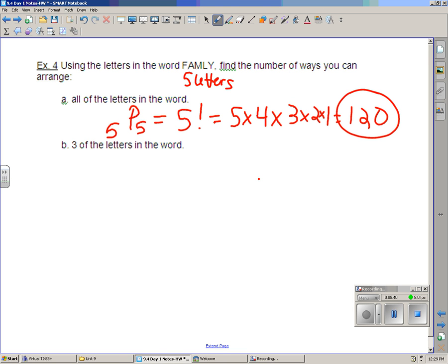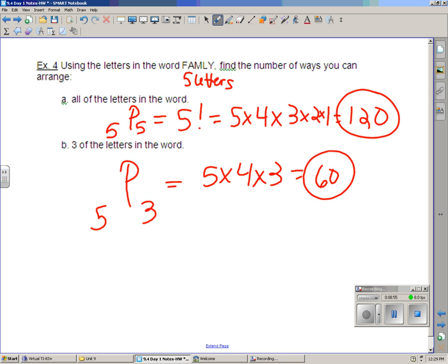If we only use 3 of those letters, it's a permutation. 5 letters are given to you. You're only choosing 3. If you want to show it by hand, it's 5 times 4 times 3, not even going on the calculator. 5 times 4 is 20. 20 times 3 is 60.